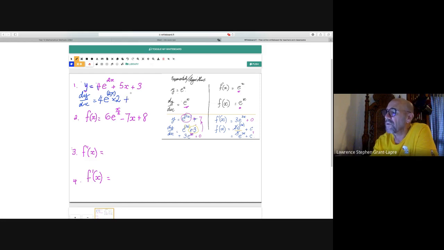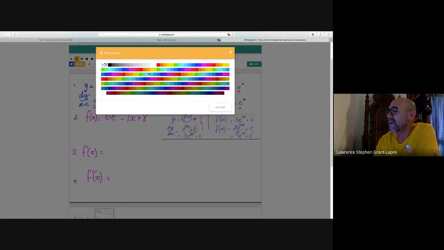Now the derivative of 5x is 5, and the derivative of 3 is 0. So we don't have a value here, so we get a 0 for the constant. So we're left with 8 e to the power of 2x plus 5. Okay, so that is the answer for part 1. Let's look at part 2.